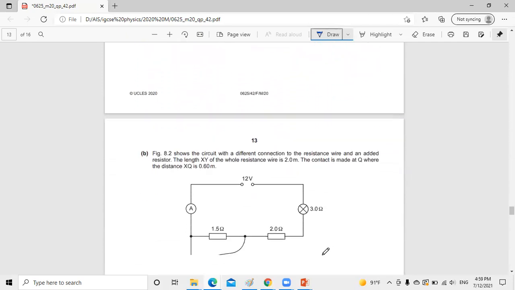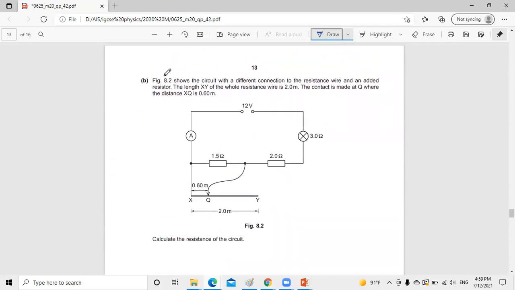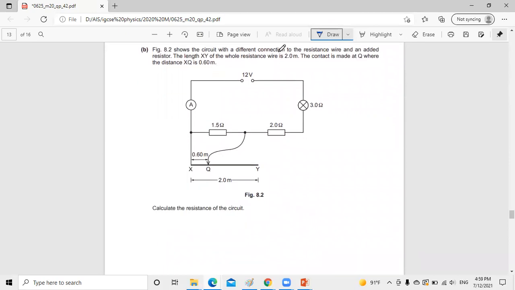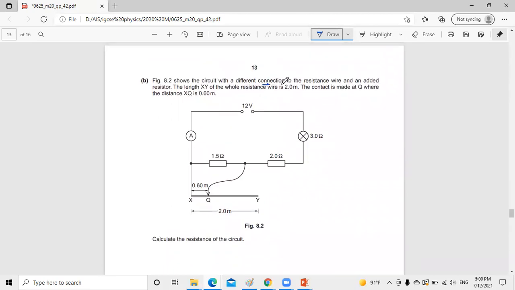The second part of this question, part B: the figure shows the circuit with a different connection. Different connection means the readings change for the current and the voltage shared for each resistor. Always when the question changes one of the connections, we pay attention from the start to what has changed.